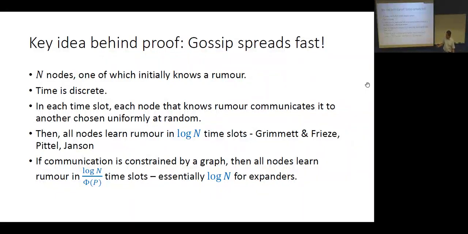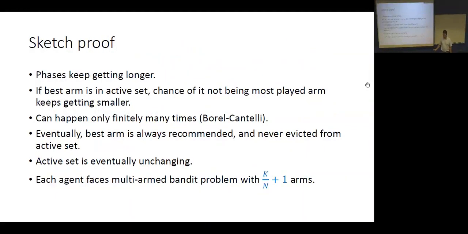Okay, so this is the idea. And then what's the sketch of the proof? So we have to decide how we are going to make the phases longer. And the idea is that within a phase, you are just exploring within your set. You're doing exploring and exploiting. You're playing UCB or KLUCB within your active set. And at the end, you are going to recommend the most played arm. And the idea is if the phase is long enough, your most played arm is going to be your best arm. The chance of it not being your best arm is very small. And because the phases keep getting longer, the chance of making the wrong decision per phase keeps getting smaller.